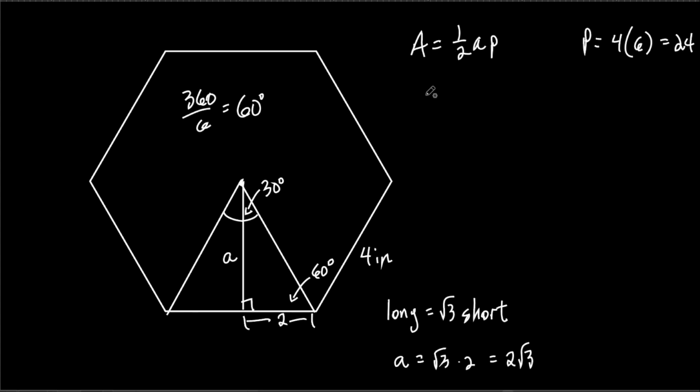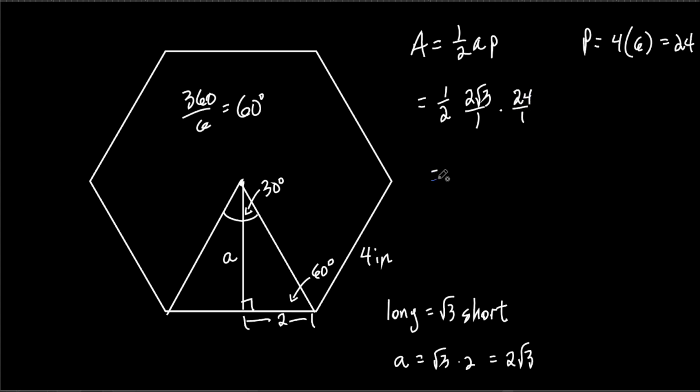So now I can put it into my area formula. So let's do it. So 1/2 times the apothem. What's the apothem? 2 square root of 3. I'm going to put that over 1 since I'm multiplying it by a fraction. Is that all right? Times the perimeter. I just found the perimeter earlier, which is what? Which is 24. I'll put that over 1 as well.